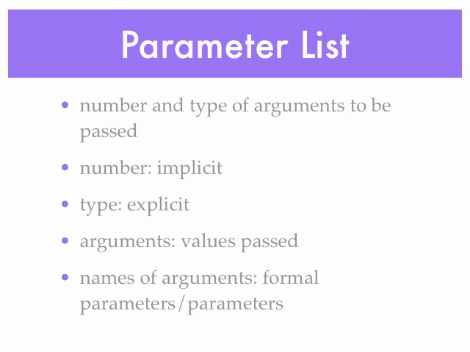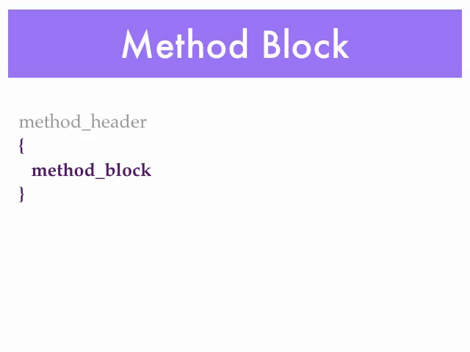Now, when we talk about a parameter list, those are the arguments passed into the method. We have a number and type of arguments to be passed. The number is implicit. However many I list, that's the number of items to be passed. The type of each item must be explicitly stated. The arguments are the values passed. The names of the arguments are often called the formal parameters, or more often the parameters. Here we see our method block. We have our method header, and our block is that code to be executed when this method is called, and it's bounded by curly brackets.